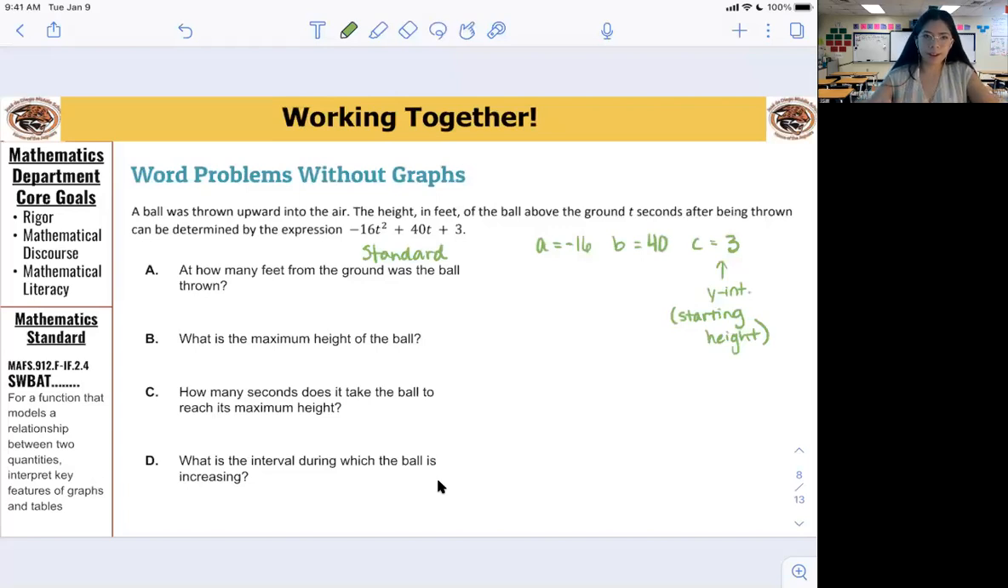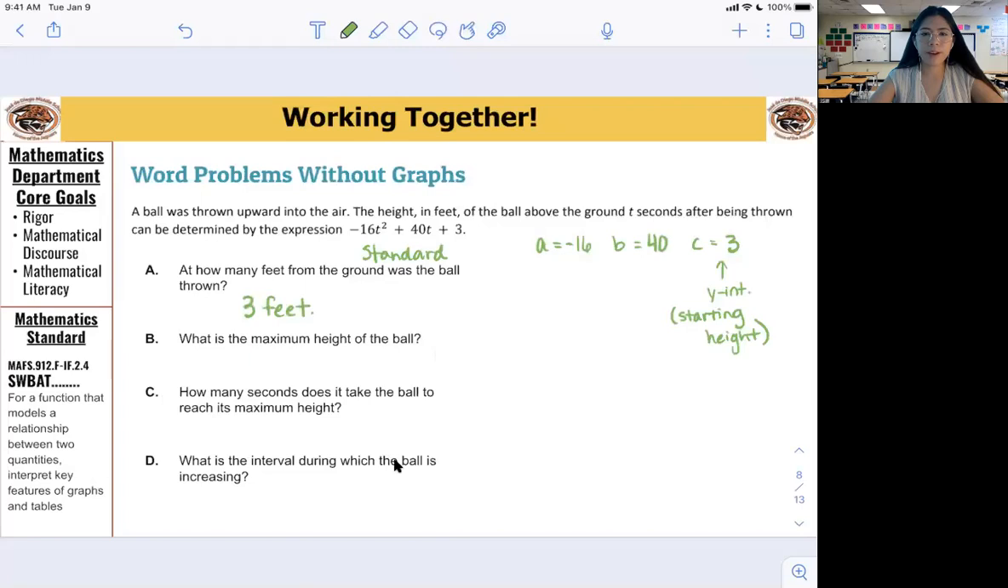So based on that, which of these questions can I now answer? I can answer A. How many feet from the ground was the ball thrown? That's asking for the starting height. Yeah, 3 feet. Can I answer any of the other questions at this point? No, because what am I missing? In order to figure out the maximum, I have to find the vertex.